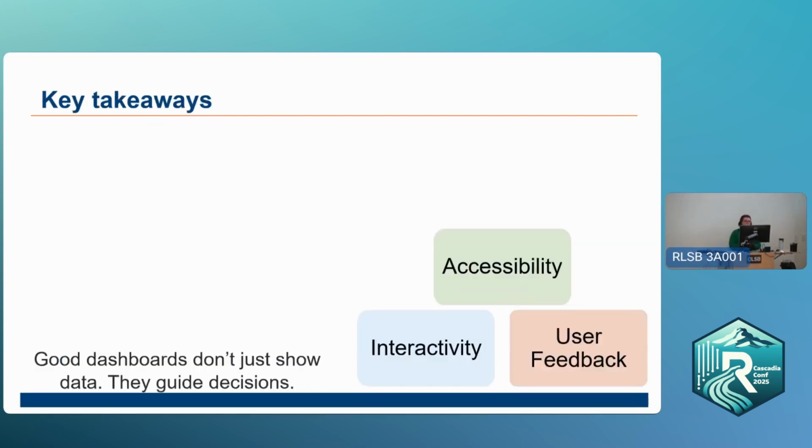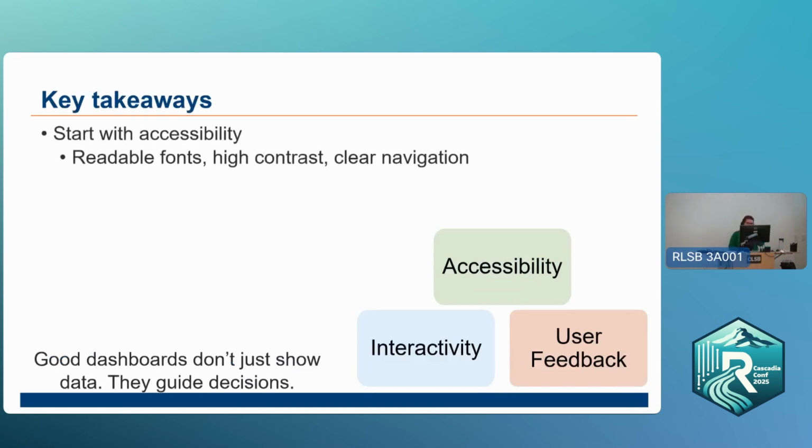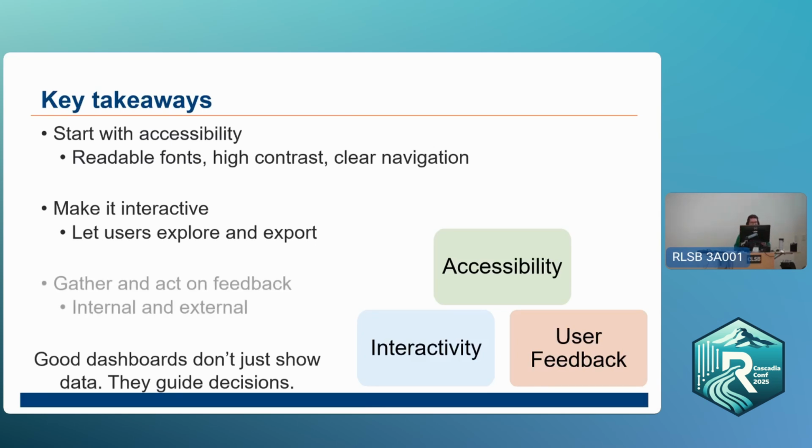Okay, so based on our three features, accessibility, interactivity, and user feedback, let's do a couple key takeaways. So in terms of accessibility, you want to really choose readable fonts in high contrast colors, and pick a really clear navigation process to help people move through your dashboard. In terms of interactive, you want to make it interactive with a purpose. You want to allow users to explore and export, but don't get too nuts with it.